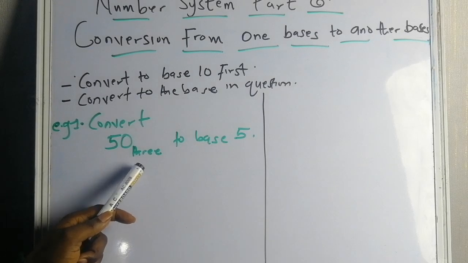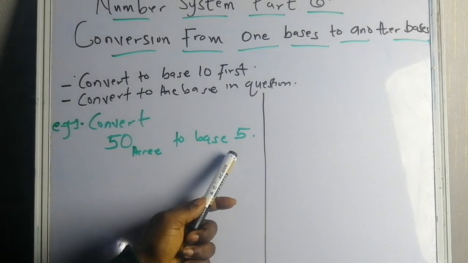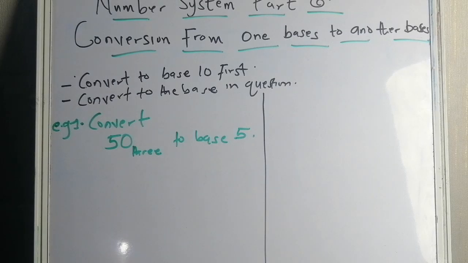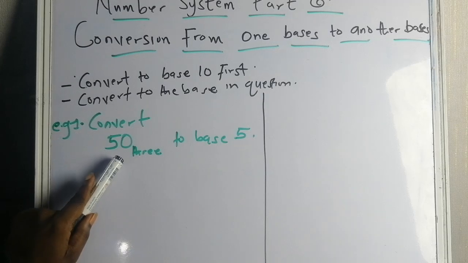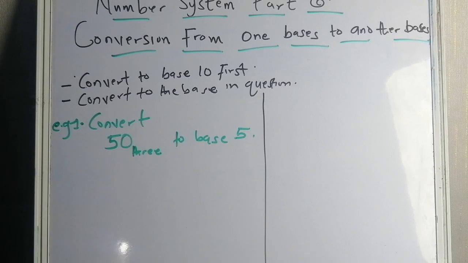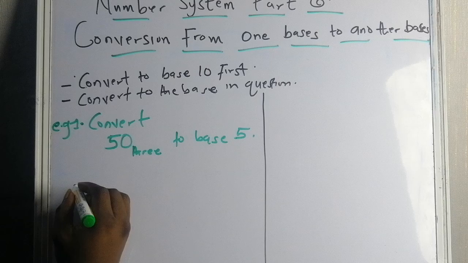Now, one base is what? Base 3. Another base is what? Base 5. So there's nothing like base 10 here. There's nothing like base 2 here. Okay? So don't mix it up. So from here now, the first condition is convert to base 10 first. What is the question? 50 base 3. Convert it to base 10, before you can now convert to the base in the question. So what I need to do first here is to do the conversion to base 10 as mentioned.